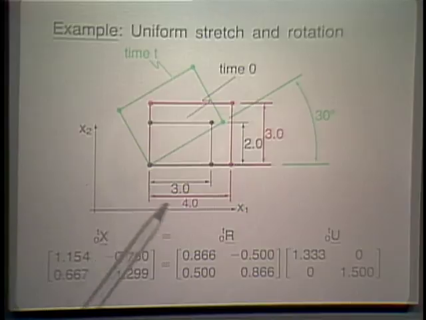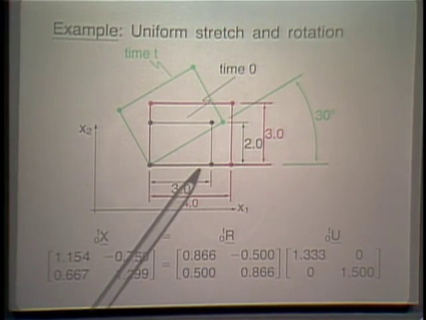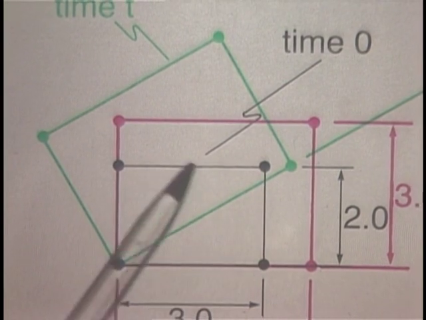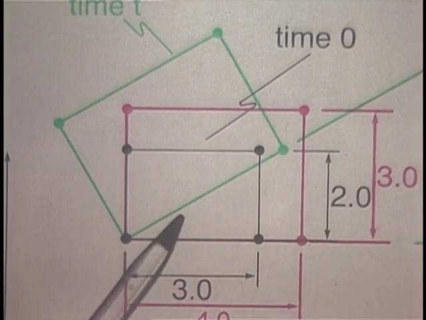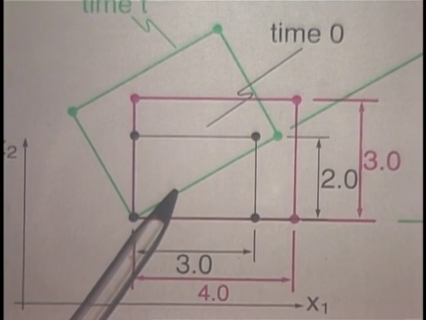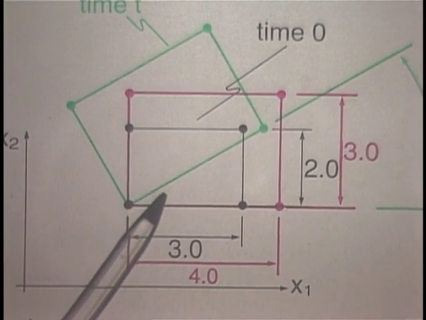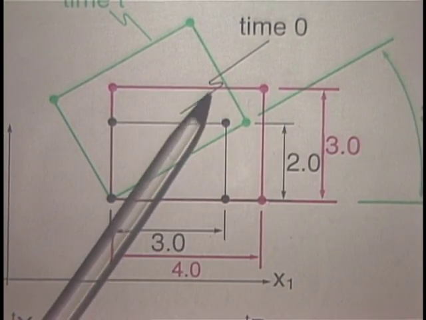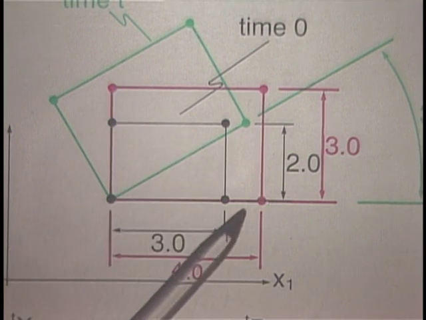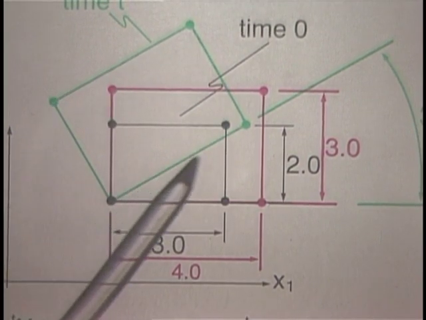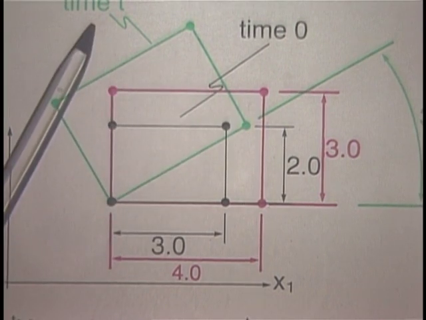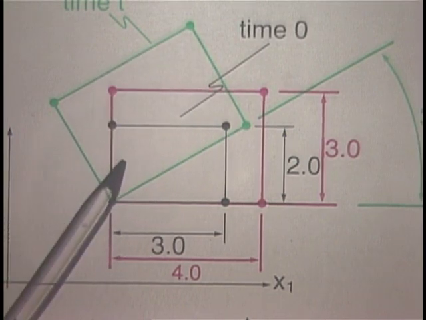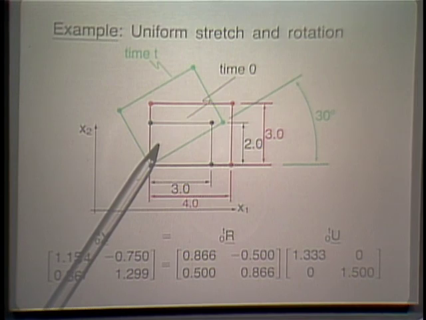Here we have in the coordinate frame x1, x2, a piece of material, 3 long, 2 wide. This is the original configuration of the material. And that material moves from time 0 to time t as shown here. First it is being stretched into the x1 direction and into the x2 direction to take on the configuration shown in red. And then it rotates to take on the configuration in green, and that indeed is the configuration at time t. Let us calculate the X matrix corresponding to that configuration and see how it would be decomposed into R times U.